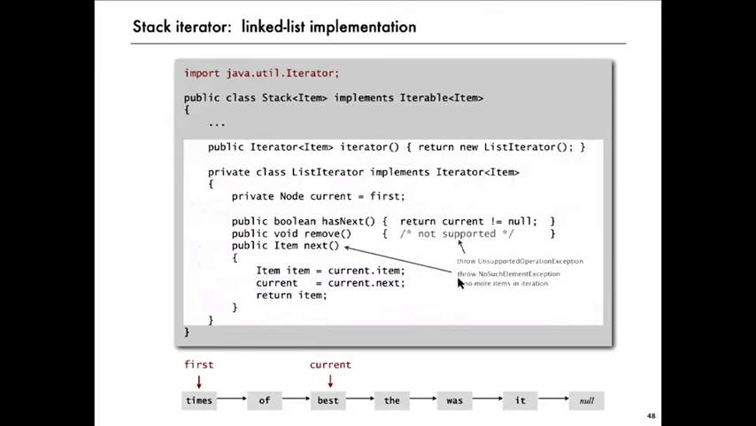Probably, to make bulletproof code, we should throw exceptions if a client tries to call next with no items there, or tries to call remove at all. We're not going to support remove.